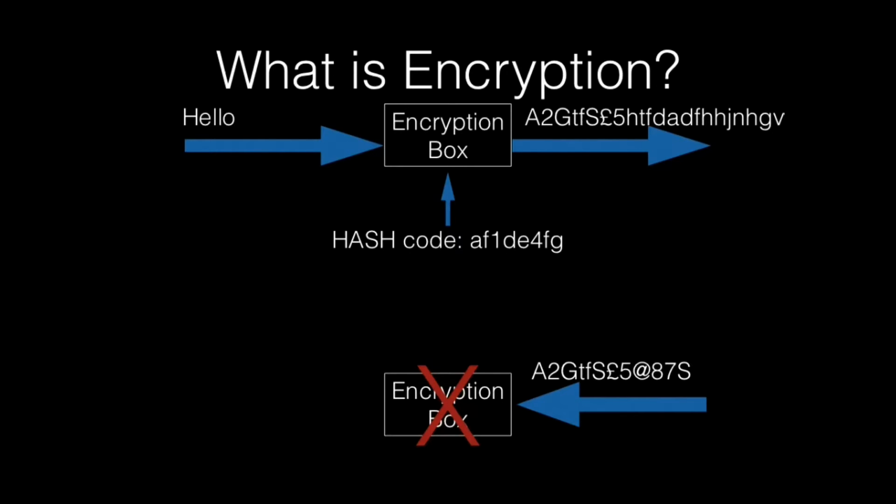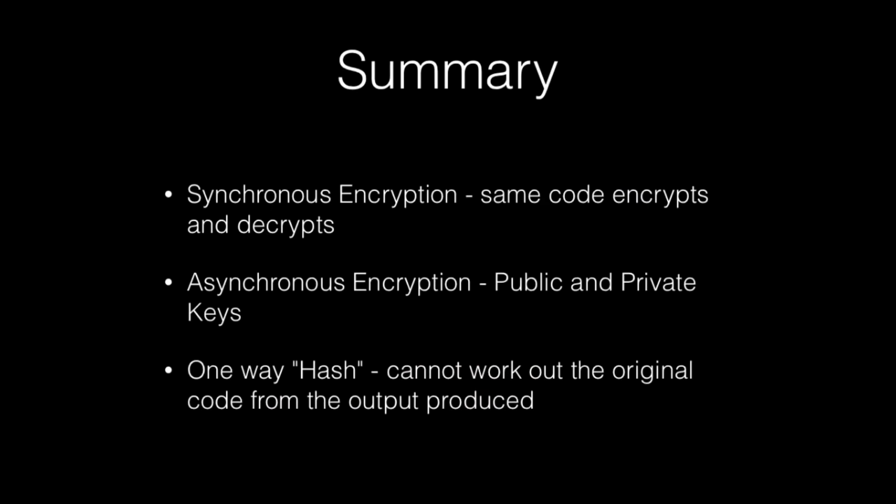There is a third form of encryption, also known as hashing, which isn't technically a form of encryption, which is a one-way process. So when I turn the word hello into the gibberish, I actually can't turn it back into the original data. This is going to be important later on.